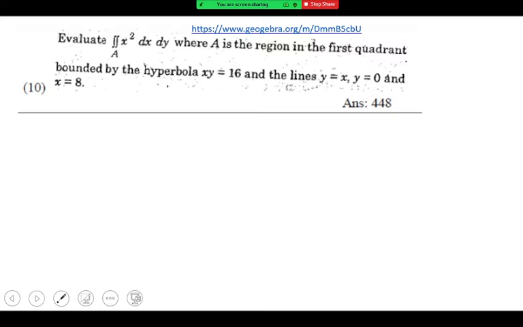So we have to evaluate this double integral over the region A, and this region A is bounded by different curves. One is the hyperbola xy equal to 16, then the straight line y equal to x, y equal to 0, and x equal to 8. So 4 curves were given. We should draw these curves one by one.